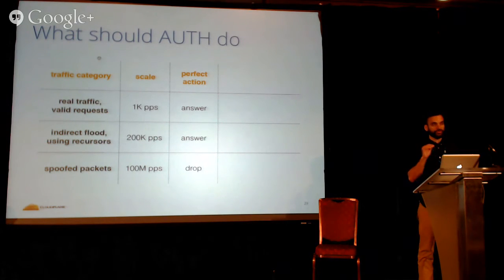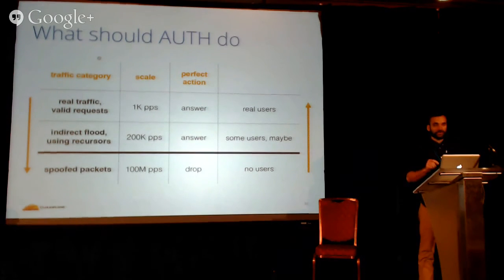The good thing to do for all this is kind of different. For real traffic, we obviously should answer. For the indirect floods, ideally we should answer, not to upset the recursors in between. And for the spoof packets, there is no point in responding to them at all. It just doesn't make any sense to respond to packets that don't come from real recursors.